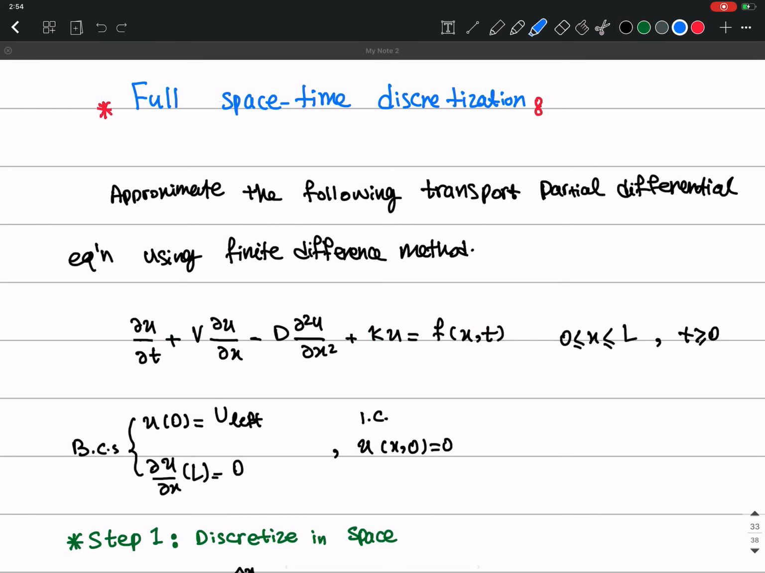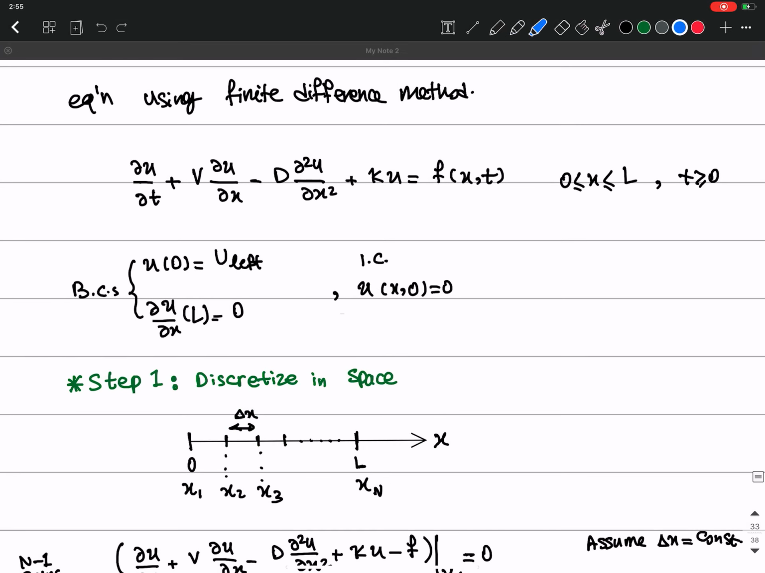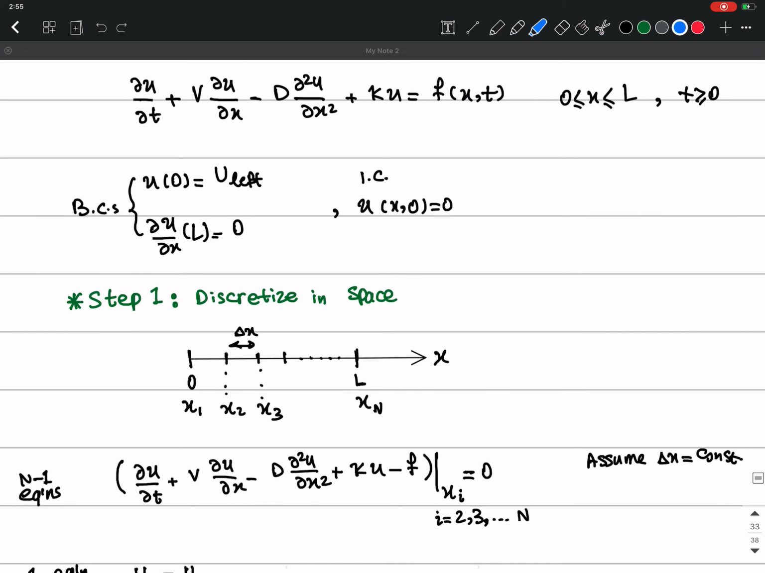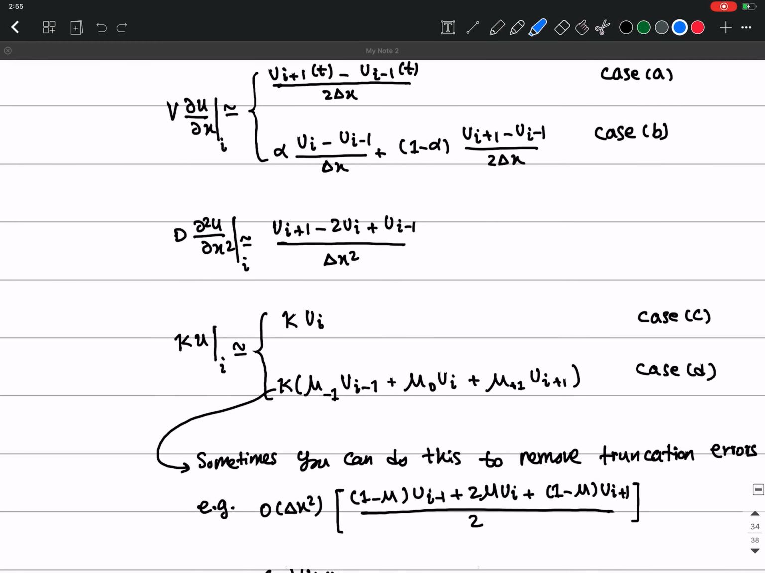We wanted to discretize this partial differential equation, which is a transport partial differential equation with both advection and diffusion terms. And then we had these boundary conditions and this initial condition. So the first step was to discretize this in space. In order to do so, I defined different spatial finite difference approximations that we learned so far, different ways that you can do that.